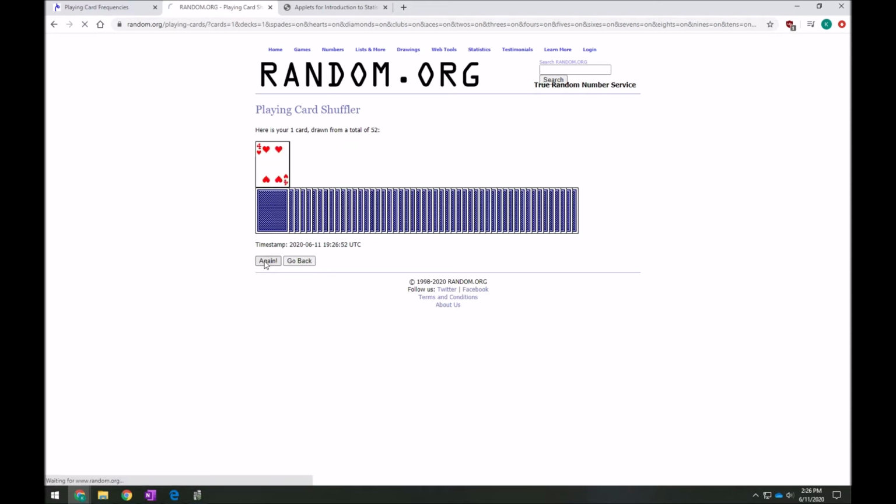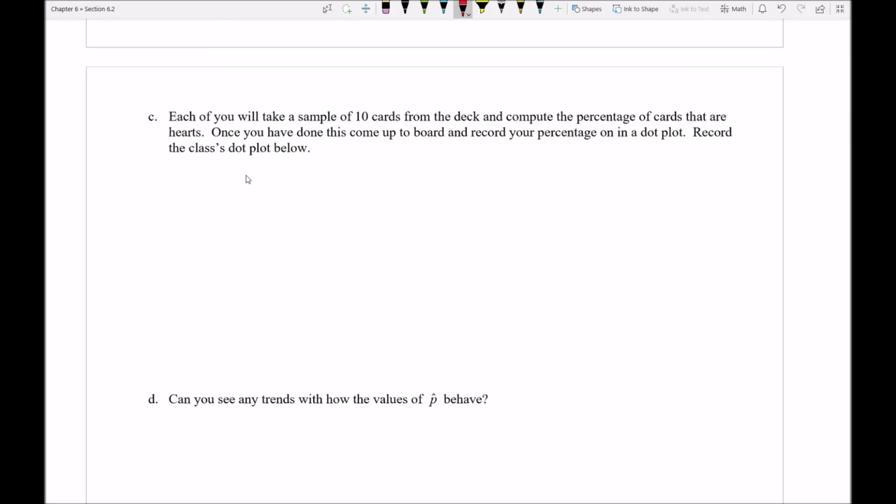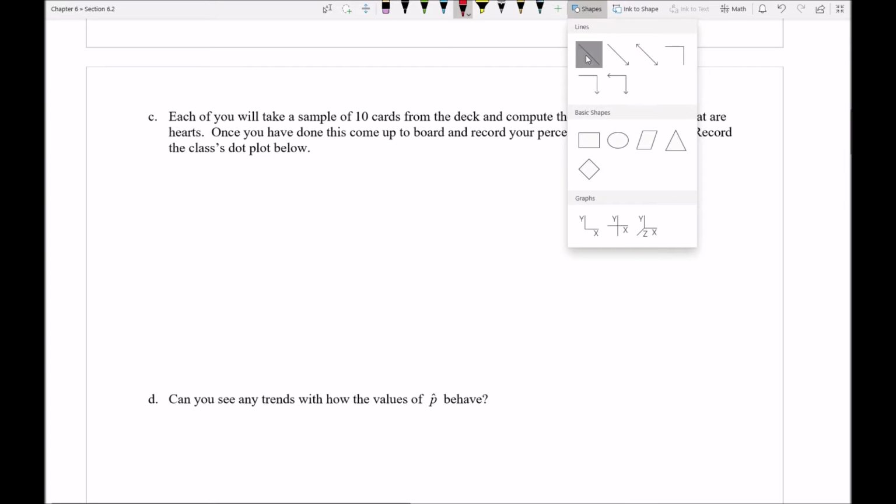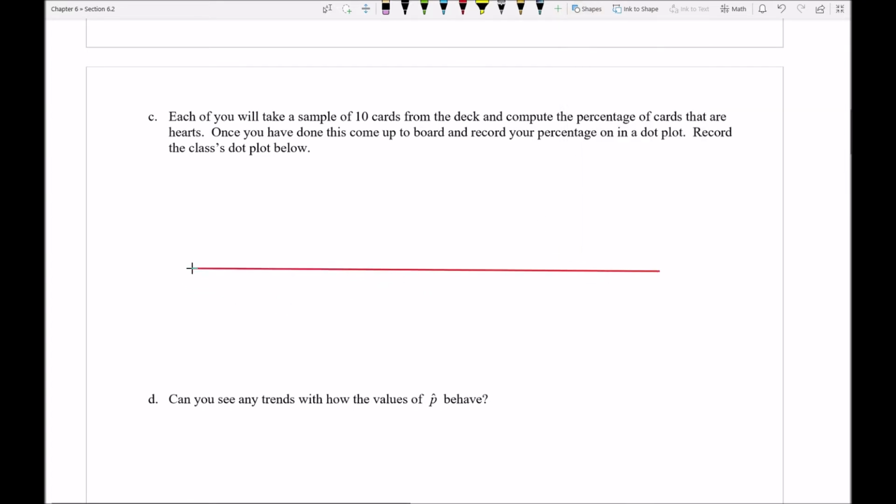4 hearts. Still at 4, still at 4, and the last one still at 4. So I only got 4 hearts out of all 10 pulls that I just did. So if I was to go back here, I could see that I could start to shape this up on some sort of a dot plot.